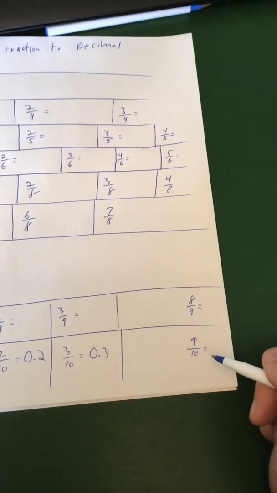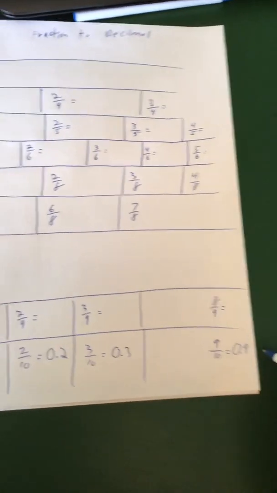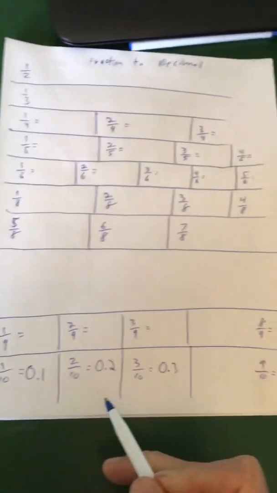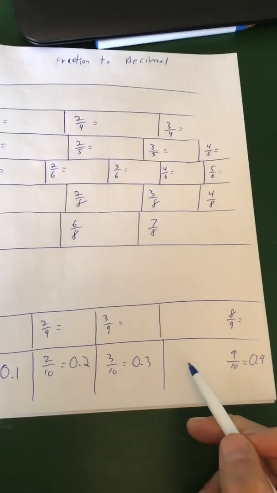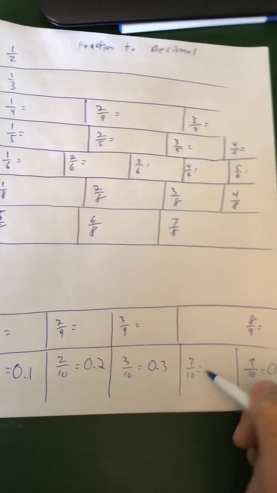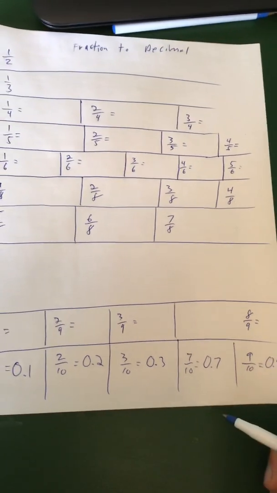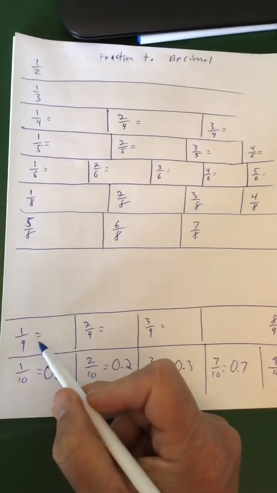And I want you to engage here. This is 9/10. All right, so hopefully that's friendly. 7/10 would be, so here, what would 7/10 be? Yeah, that'd be 7/10.